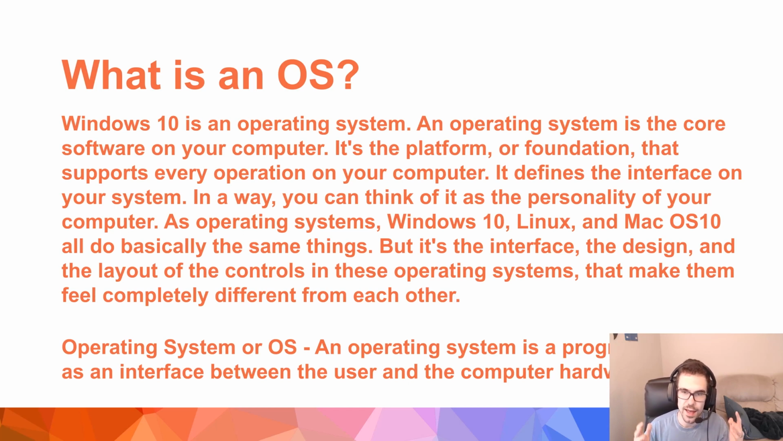Okay, back to our definition of what is an operating system. An operating system is a program that acts as an interface between the user and the computer hardware. It's pretty important to understand that it's a program, and all other programs are installed into this program, if that makes sense. So it's kind of like Inception. It's a dream within a dream, if you catch what I'm saying.